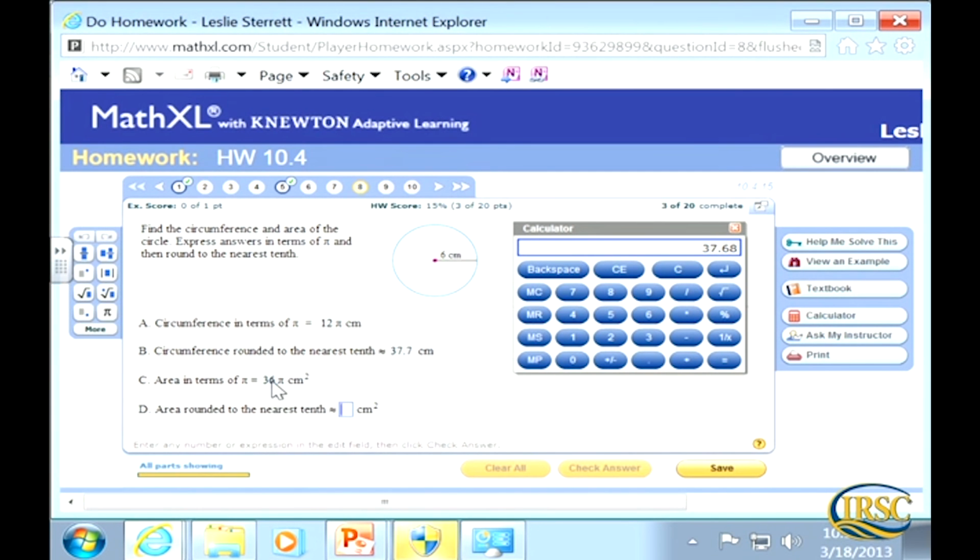Well done. So now it wants you to take that area and round it to the nearest tenth. So on this calculator, do 36 times 3.14. And we have 4259. That seems a little big. I think I didn't clear my calculator.